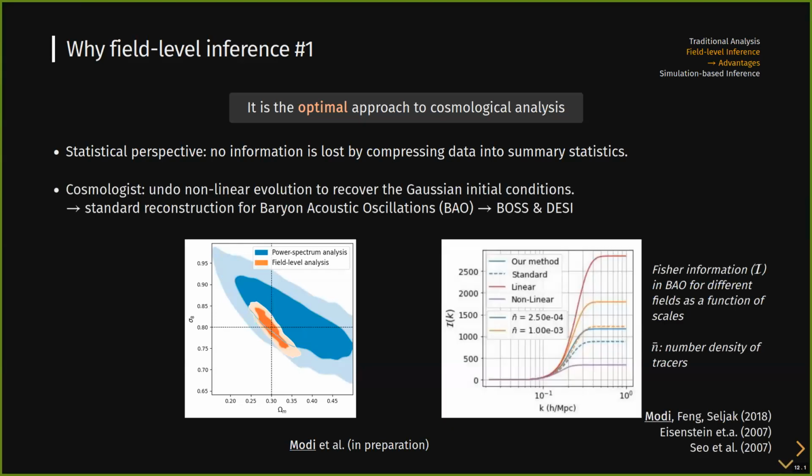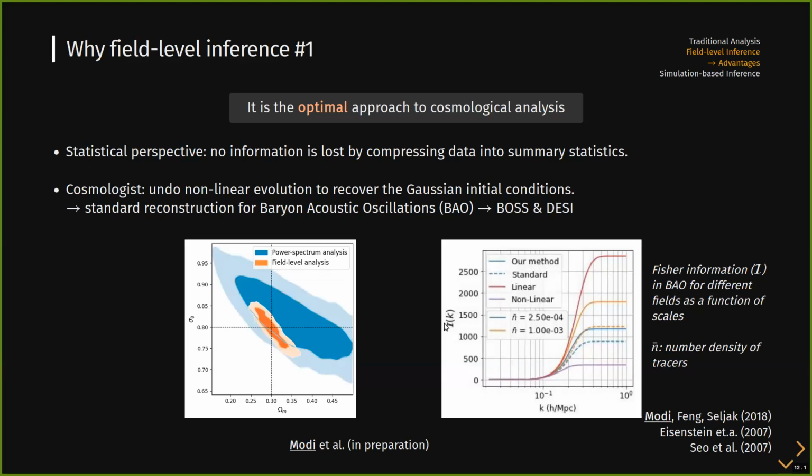From a cosmologist's perspective, it also makes sense, because what we are trying to do here is undo the nonlinear evolution done by gravity to recover the Gaussian initial conditions of the universe. And it should sound very similar to what standard reconstruction was doing for baryon acoustic oscillations. This was a technique proposed by Eisenstein in 2007, and it has been the driving force behind launching surveys like BOSS and DESI. And what I'm showing here is that the forward modeling approach can do slightly better.